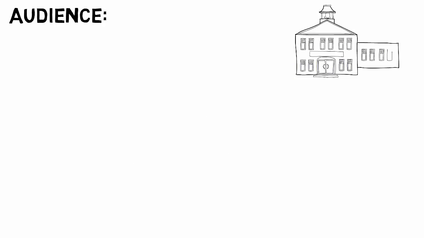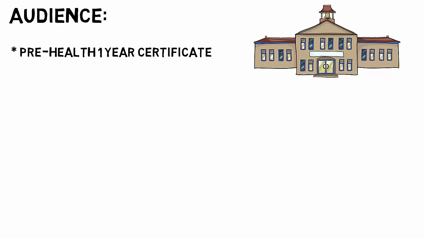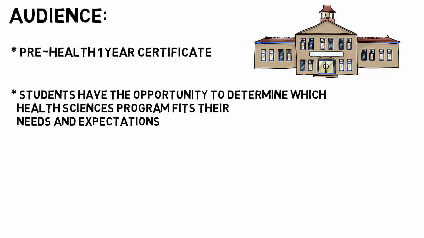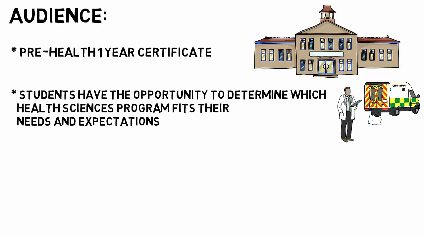Audience. The intended audience is pre-health students at a community college. The pre-health program is a one-year certificate that has been designed to assist students in determining which health science program will best suit their needs. It provides students with the opportunity to examine the expectations of the various health science disciplines and to assess their suitability and compatibility in relation to these expectations.